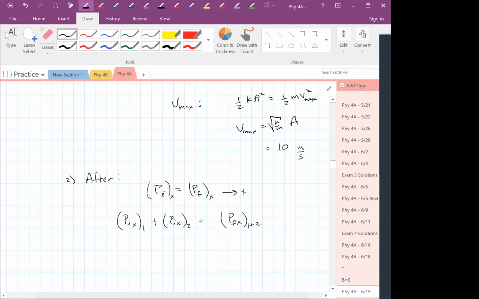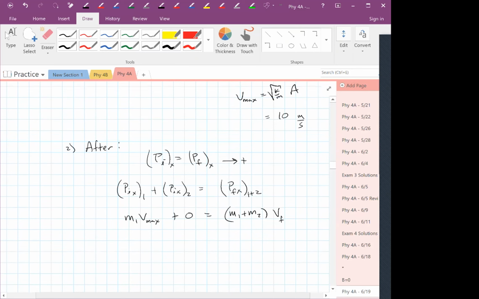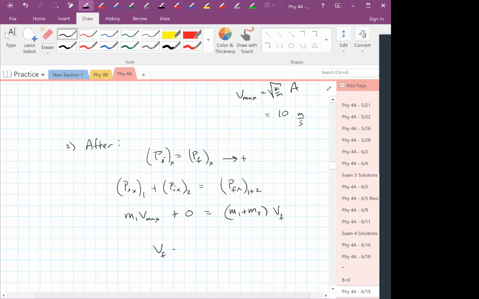And at the end, they stick together. So we get a ratio of the masses, right? V final is m1 over the total mass times whatever the initial, I think it turns out to be 4. It slows down quite a bit. It was moving 10 meters per second. Now it's moving 4 meters per second.